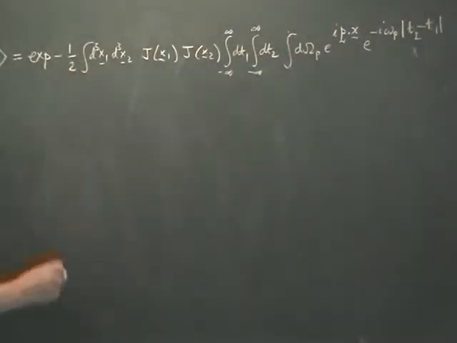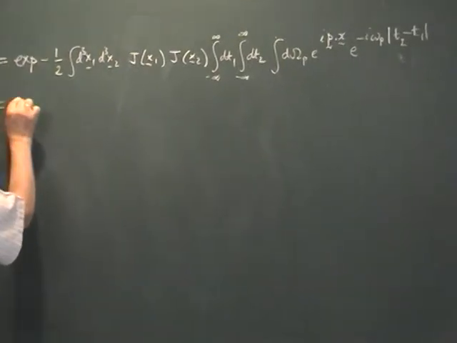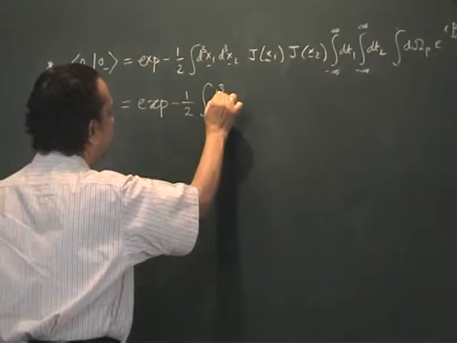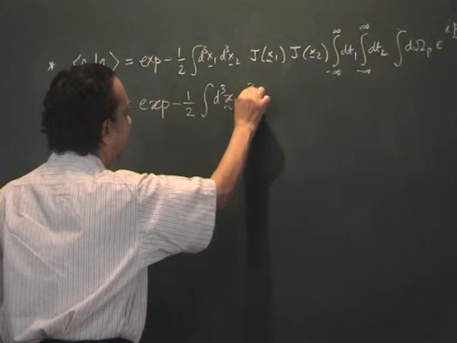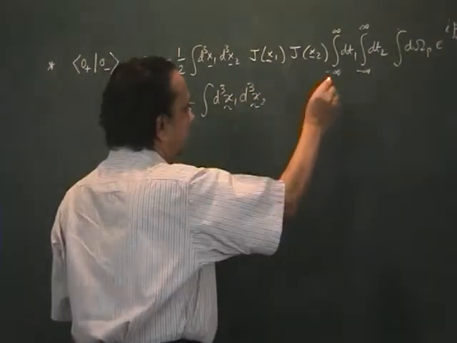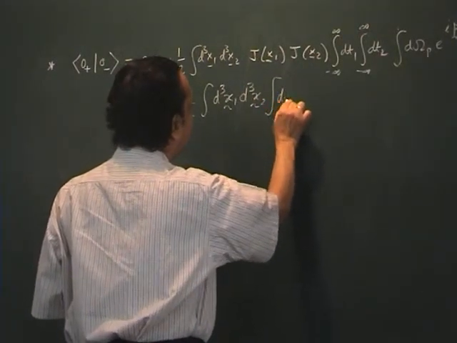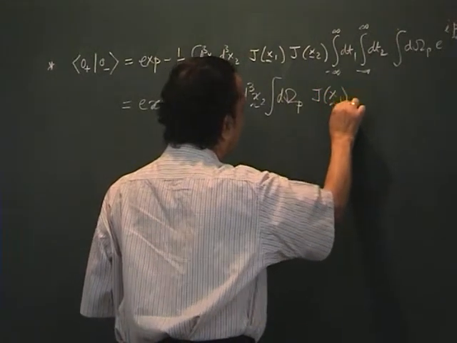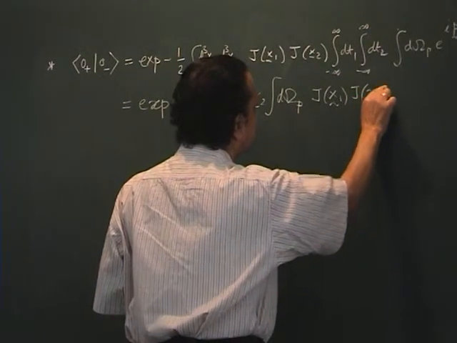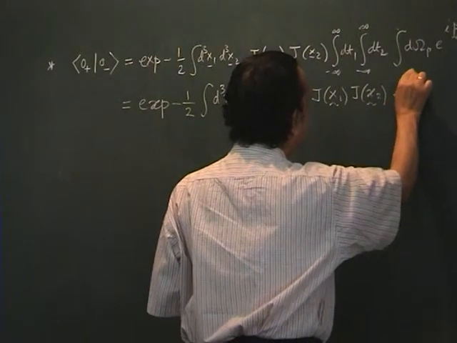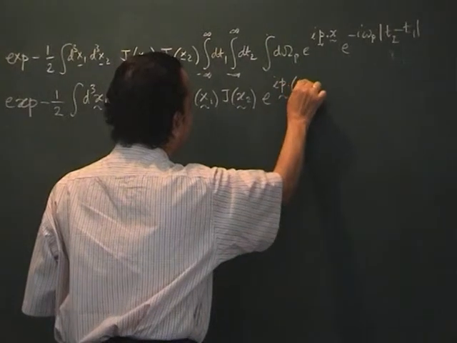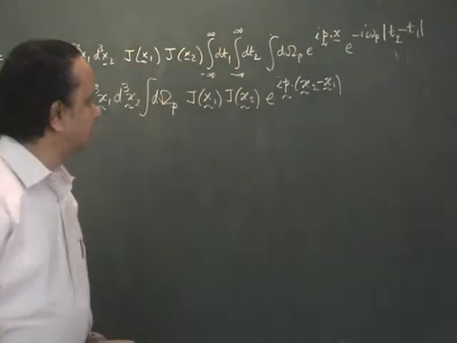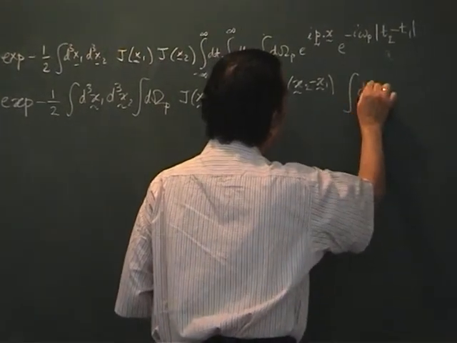Okay, let us clean these things up a little bit. So I have an exponential, minus half, integral d^3x1 spatial, d^3x2 spatial, and we also keep that momentum integral here, dω_p. Then I have J(x1), J(x2), and let me take that e^{ip·(x2 - x1)} also outside. Okay, then I have the time integrals here. So what I need to evaluate is the integral dt1, dt2.